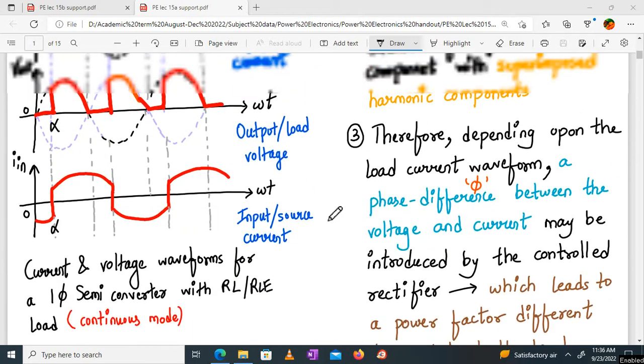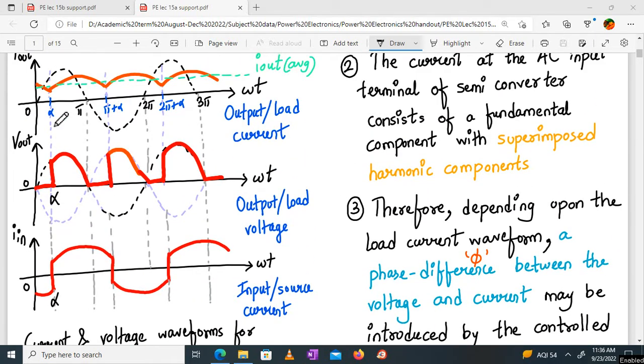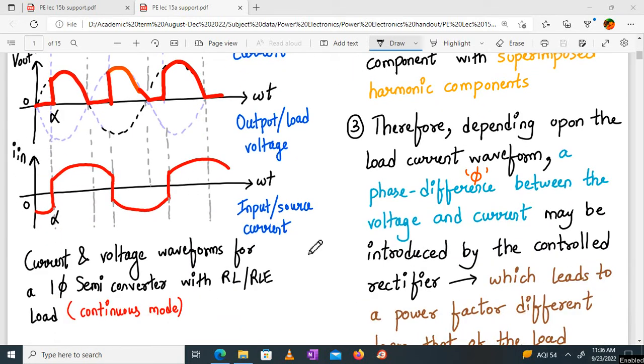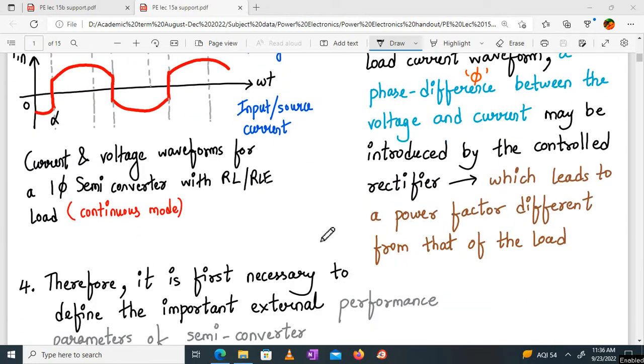Therefore, depending upon the load current waveforms, there is a phase difference. Look, this dotted line is my input. So current and voltage should start in the same phase, right? But there is a phase difference. We are delaying the start of an SCR. So SCR starts after alpha. We know what is alpha, right? What is alpha? Firing angle. But because of this delay, there are a lot of harmonics and there is a phase difference between input voltage and input source current also. Okay, so we'll analyze that, and that's why your input power factor is different.